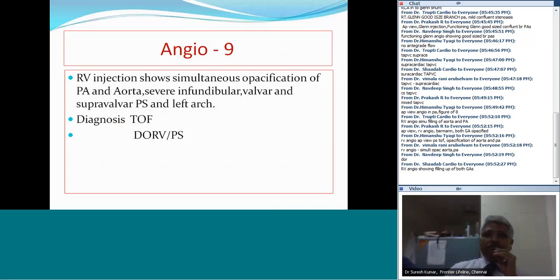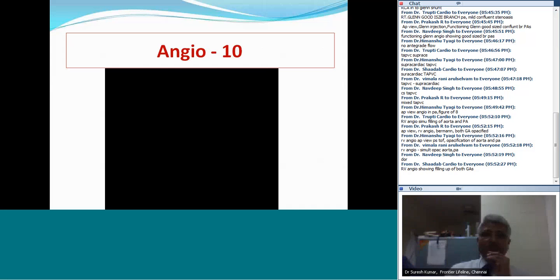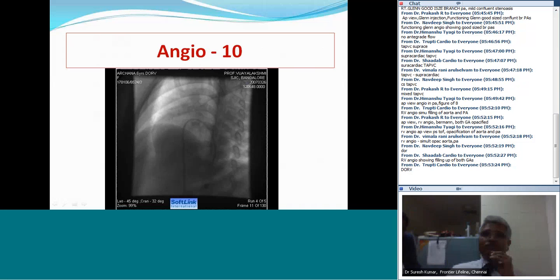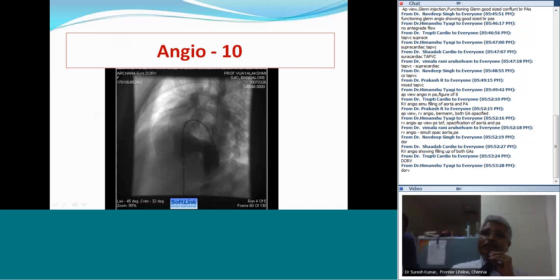Angio 10. Now in the same patient, we have done an LV angio in the LAO view and give the diagnosis. Yes, Himanshu, now you diagnose DORV because the LV has no outflow, aorta does not come off the LV, you find the subaortic VSD. And through that, the aorta and PA are getting opacified. Now our diagnosis is DORV with PS. And how has the catheter gone into the LV?